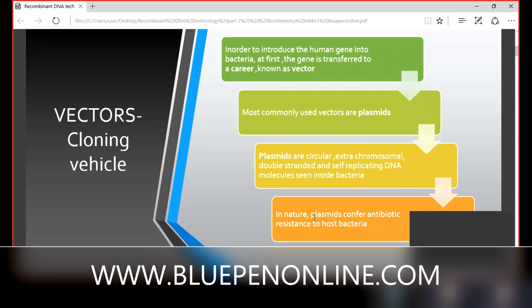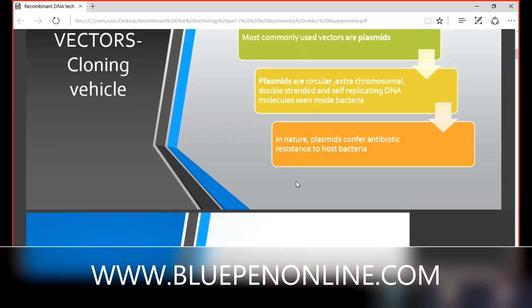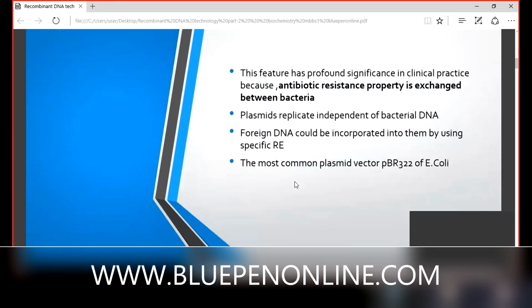Then next we need a vector. What is meant by vector? Vector means they introduce the human gene into bacteria, and they are commonly used as plasmids. What are plasmids? They are extrachromosomal, double-stranded, self-replicating, circular DNA.